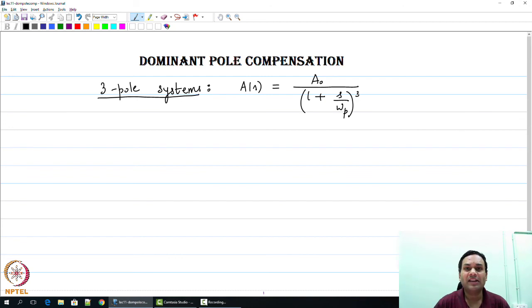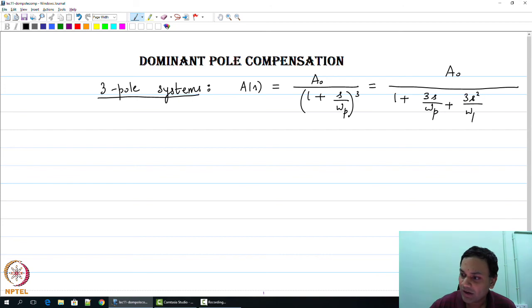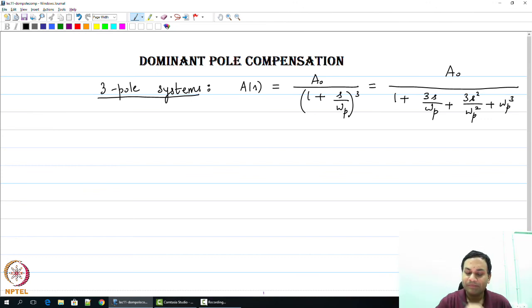And as before, we will assume that the reverse path, the feedback path, is frequency independent. Now if you write down the expression for the closed loop gain of this system in terms of A of s, we will then use that to study the stability of the system. So let us expand out the denominator, because we are going to need to do this. 1 plus 3s by omega p plus 3s squared by omega p squared plus omega p cubed.